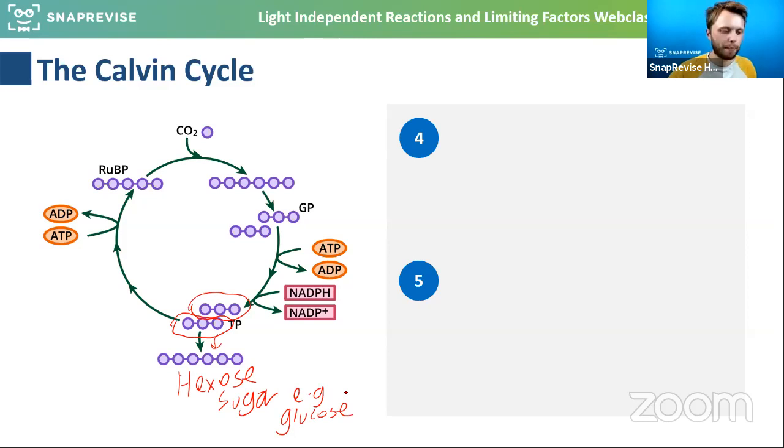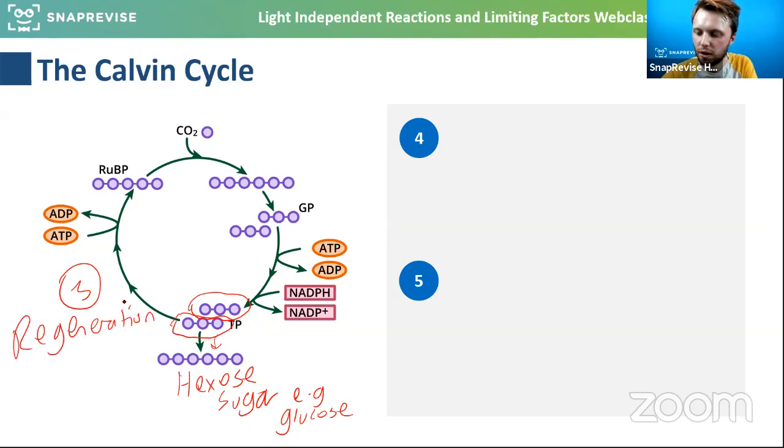Or they can basically do what this stage is called, so I'm going to write it here, which is the regeneration, which sounds cool, regeneration of RUBP. Okay, so my TP or GALP, I'm going to try and use both. My TP or my GALP will either be turned into hexose sugars, like glucose, or they'll be used to remake my RUBP. And I'll get into, those of you who I know are going to ask me questions, about how many times this needs to go around this cycle. I'll get into that in a second.